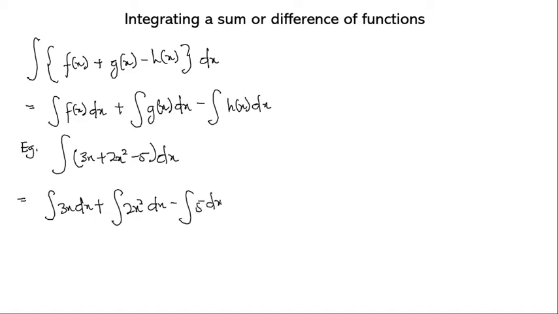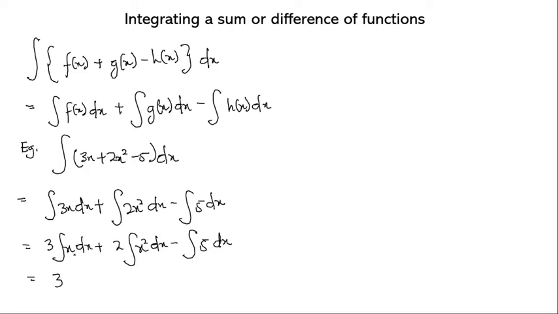Now the 3 over here is a constant, so we can bring it outside of the integral sign. So we have 3 times the integral of x dx, plus we have 2 over here, so we can bring it out, 2 times the integral of x squared dx, then minus, this is just the normal constant, so we maintain it, the integral of 5 dx.